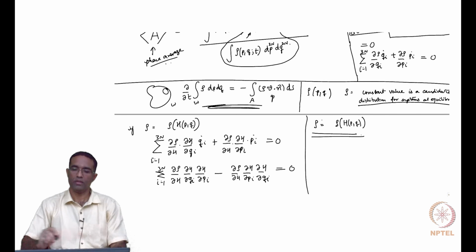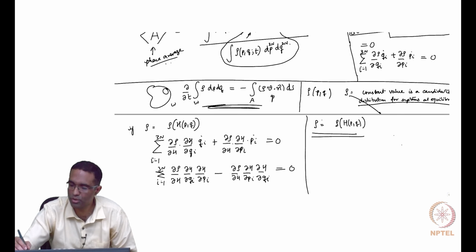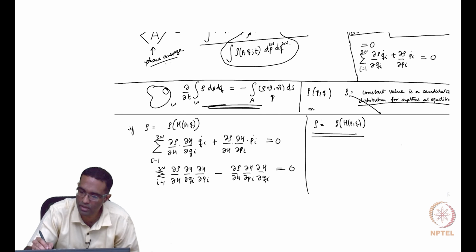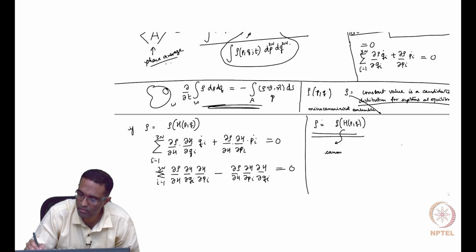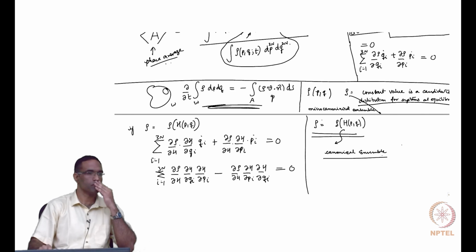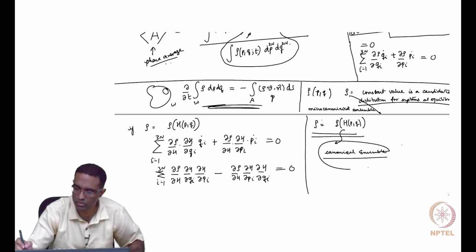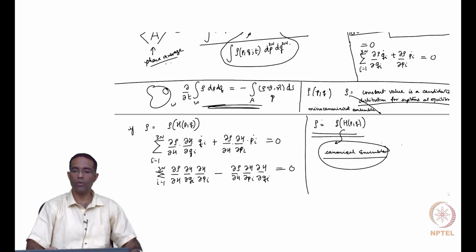Okay. It so happens that this distribution describes the microcanonical ensemble, and this one describes the canonical ensemble. We will see how it turns out for this.